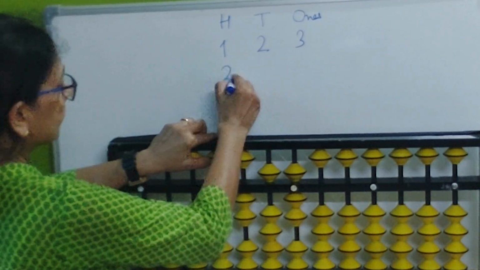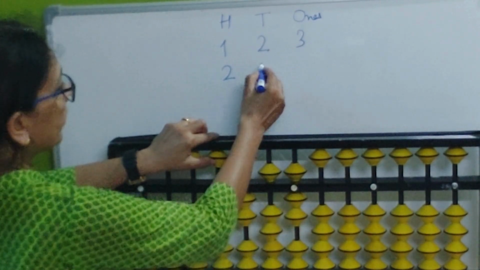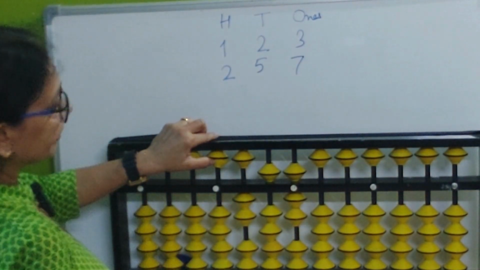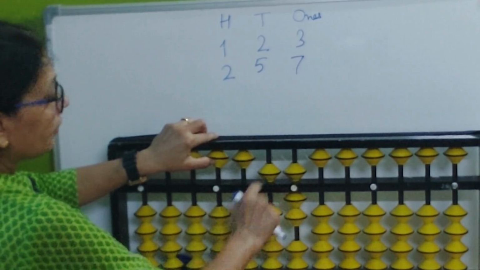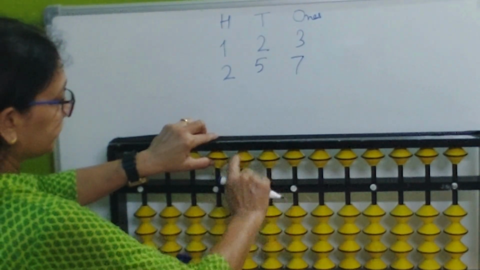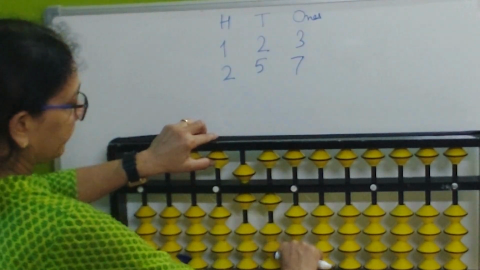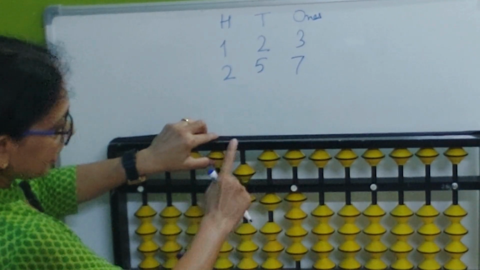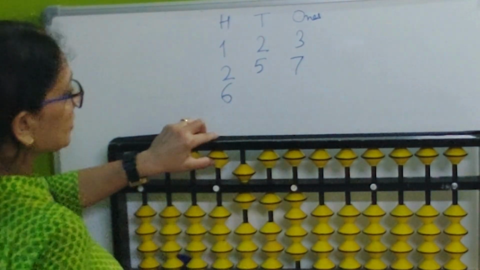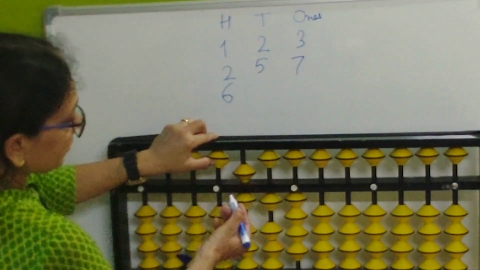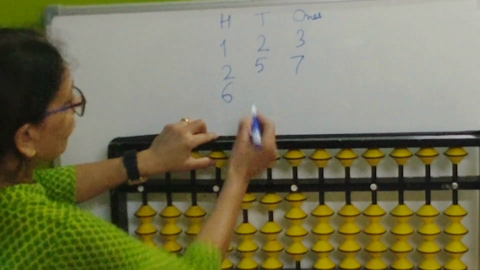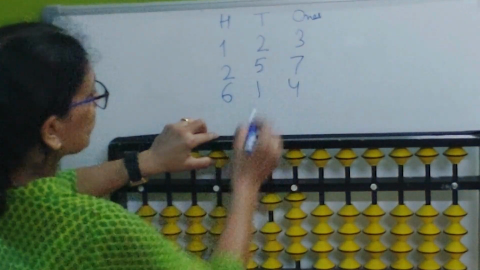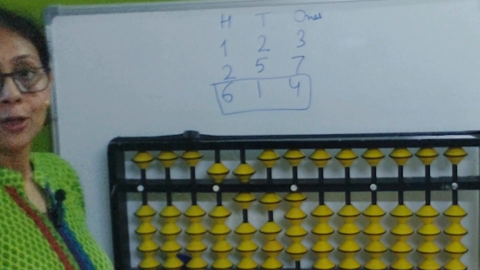Now again, forming a new number. 2 at the 100. 5 at the tens. And 7 at the ones. 257. Got it? One last number. See now. This 5 and this 1. So this is at the 100 rod. So write here 6 at the 100 place. So 600. And this 1 at the tens. 4 at the ones. 614.